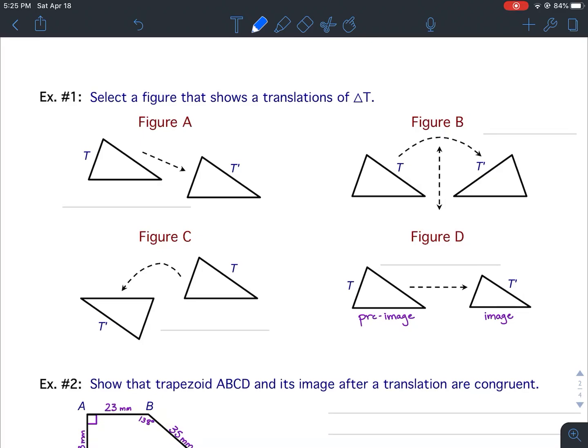Understanding translations, lesson 17, example number 1. Select a figure that shows a translation of triangle T. So remember, a translation is where the triangle slides to a different position. It does not change size, it does not flip, it does not turn. It just slides to a different position.